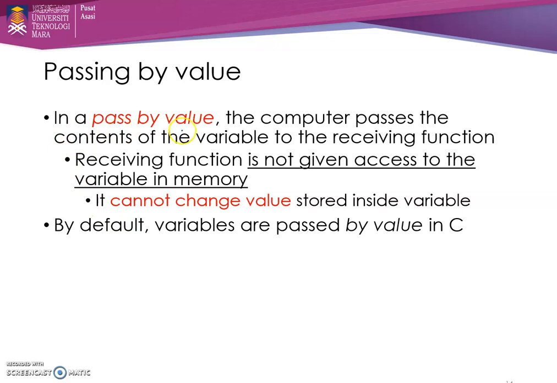In pass by value, the computer passes the content of the variable to the receiving function. In this case, the receiving function is not given access to the variable memory. In other words, a receiving function cannot change the value stored inside the variable. By default, variables are passed by value in C.